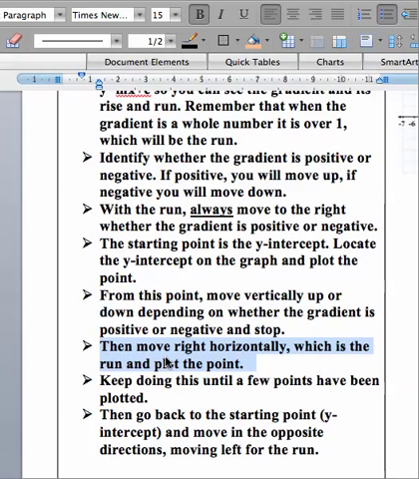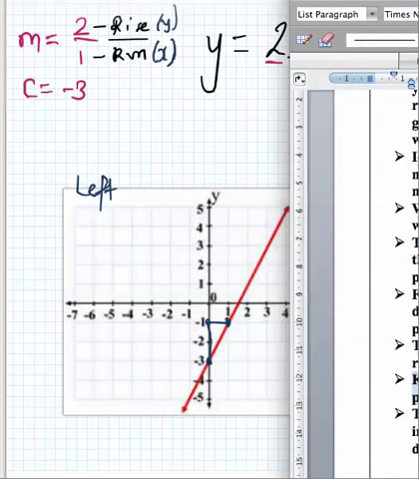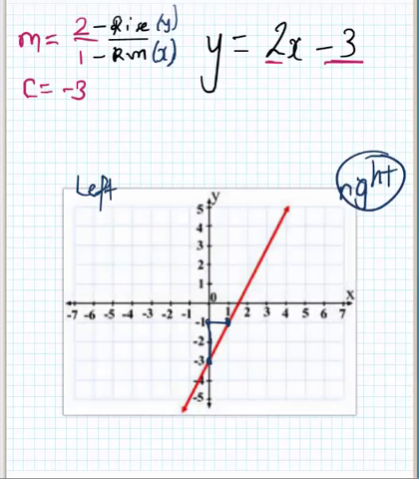We just did that. And keep doing this until a few points have been plotted. So now let's keep doing it. So do the same thing. Rise up 2 units, so 1 and 2, looking at my y-axis, and a run of 1 unit, and we move to the right. Up 2 units, 1, 2, and a run of 1.